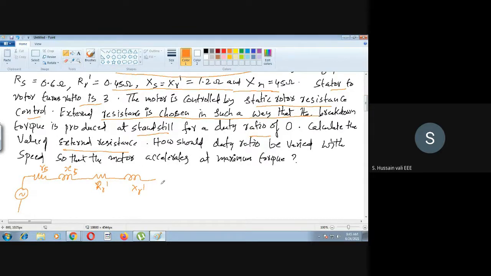And what else did he say? Recall the induction motor equivalent circuit. So we will shift this. XM he has given, let me take the XM here. Then what else do you find here? This is RR dash, XR dash. So what is left here now?